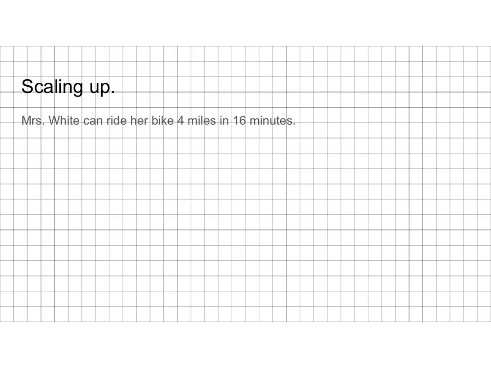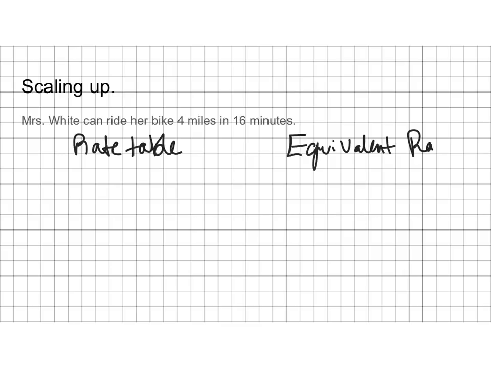All right, so let's start by scaling up. Miss White can ride her bike 4 miles in 16 minutes. Let's start by making a rate table to see how we can scale that up. After we do that, then we're going to show how to do this using equivalent ratios. Okay, so we'll start with a pretty small rate table.